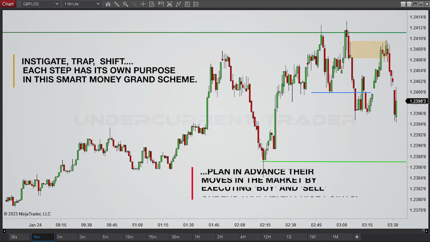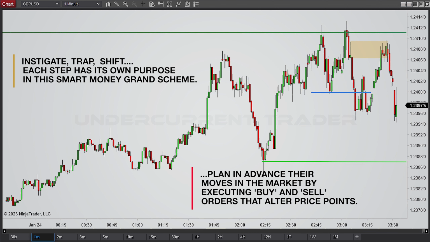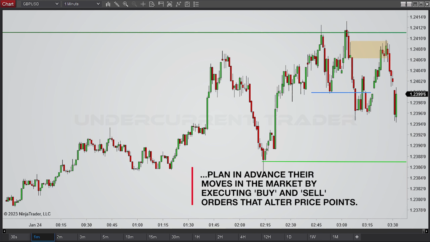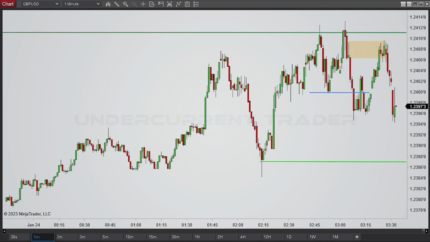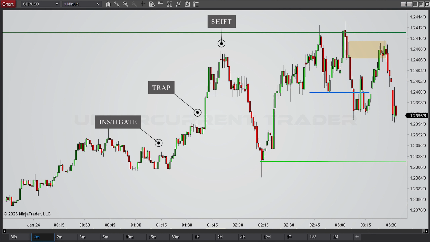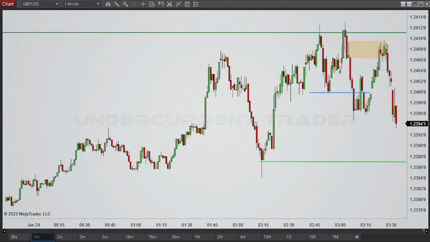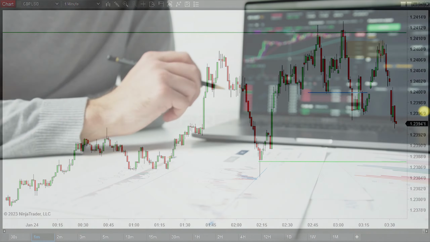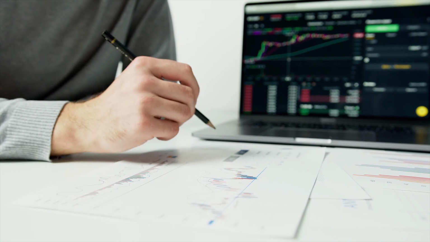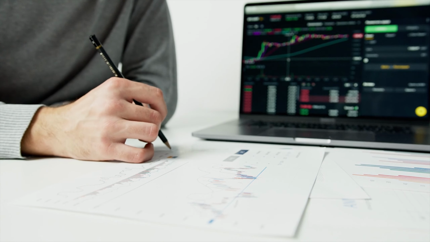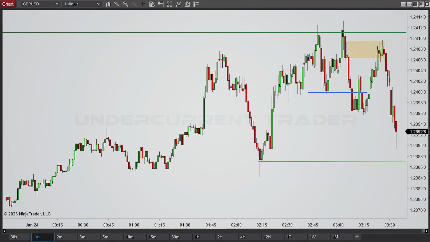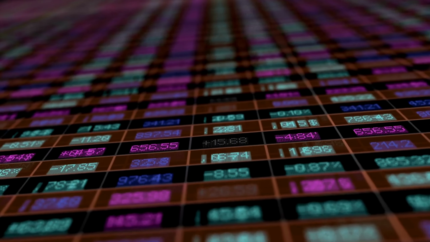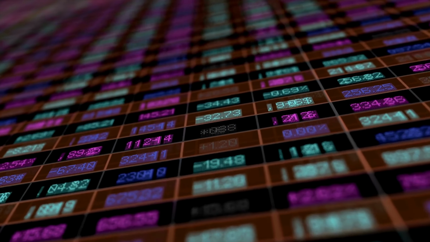Smart money operators plan in advance their moves in the market by executing buy and sell orders that alter price points. By stirring up activity, they first induce and then trap traders into entering the market before shifting prices back in their favor to extract liquidity from buyers and sellers alike. It's worth noting that smart money have an edge on the market since they know not only how much retail traders are willing to buy, but also where and when this group will be looking for attractive profits. Clearly, these heavy market players do possess access to ample resources and data that puts them a step ahead of competition.